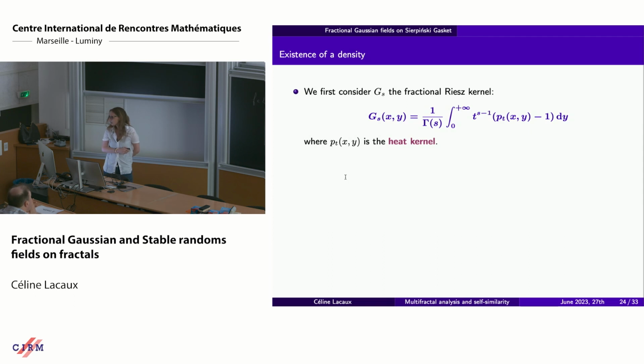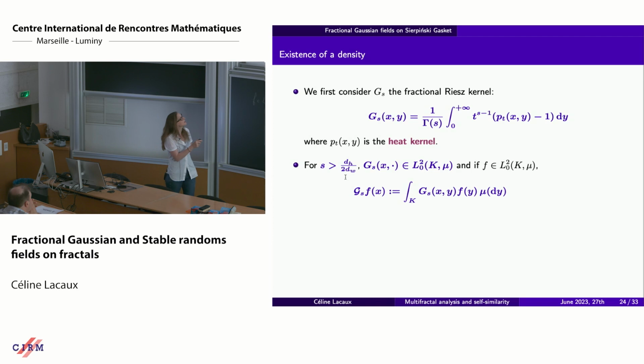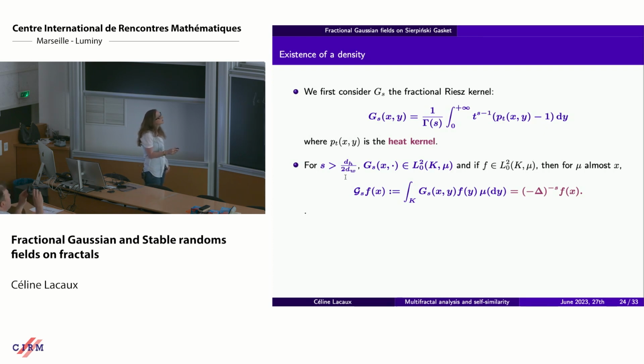And you can prove that G_S is square integrable when S is larger than d_H over 2 times d_W, my lower bound, in fact. If S is less, G_S is not in L2, and so I cannot define my stochastic integral. Okay? And you can introduce an integral operator, G_S applied to f, whose kernel is this very kernel. Surprising or not, this operator is nothing else than the Laplace operator of order S.